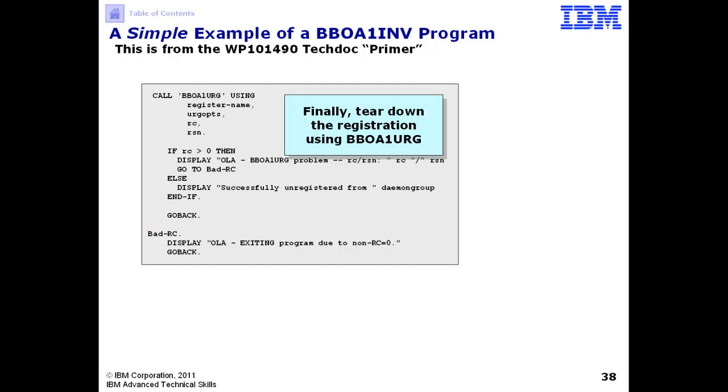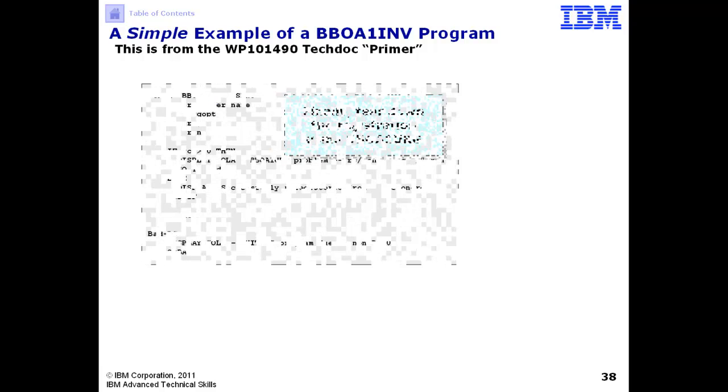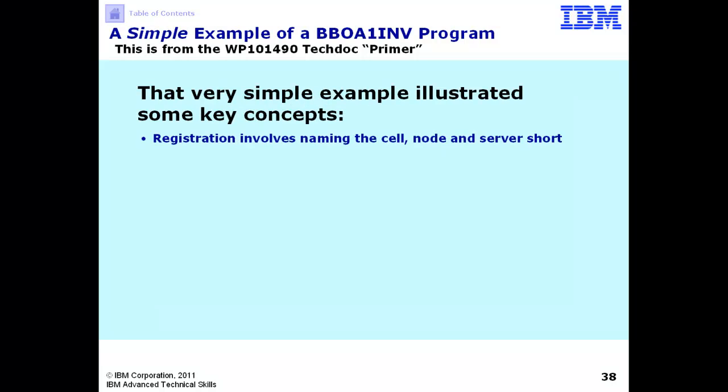In this example, there is no looping structure, just a single invocation, then the registration is torn down. The BBOA1UNR API is used to do that. That is a very simple example of a COBOL program using WOLA to invoke an EJB in WAS. It served the purpose of reinforcing some key concepts.